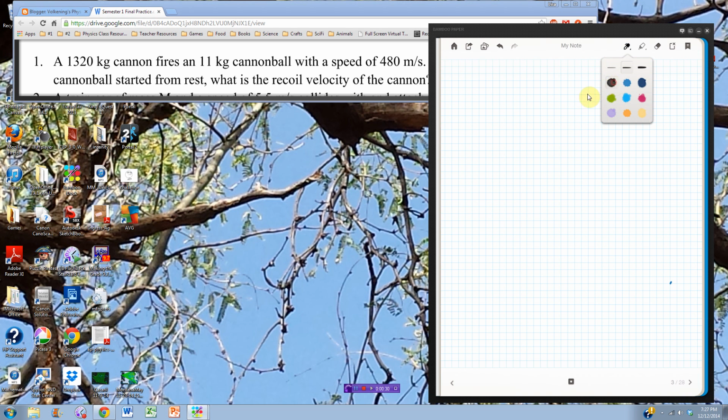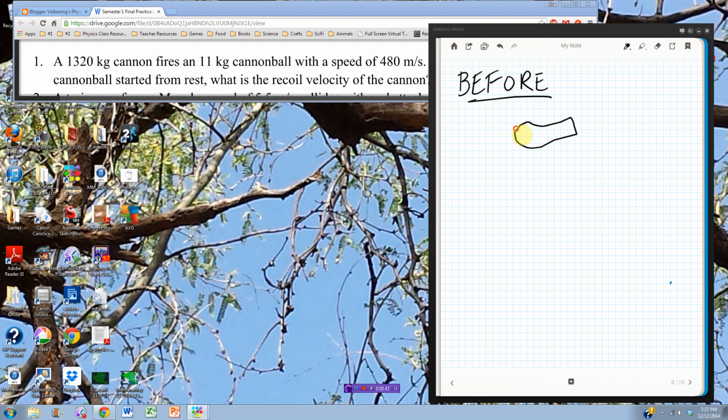So I'm going to draw a before and after picture. So before, okay, I've got the cannon. Let's see if I can draw a cannon. Cannon with the wheel. Okay, with the cannonball in it. And nothing was moving, so the total momentum was simply 0.